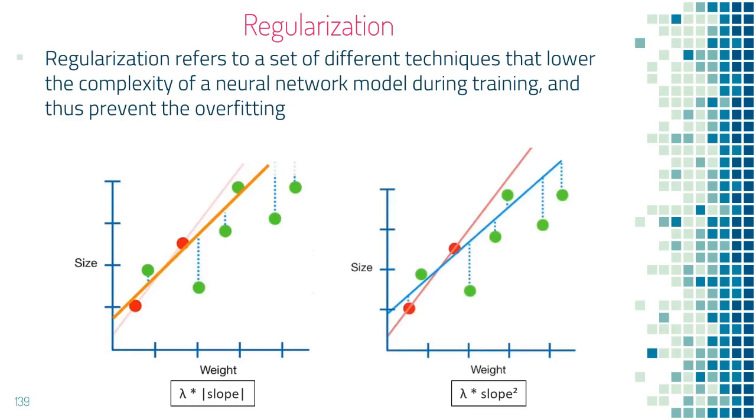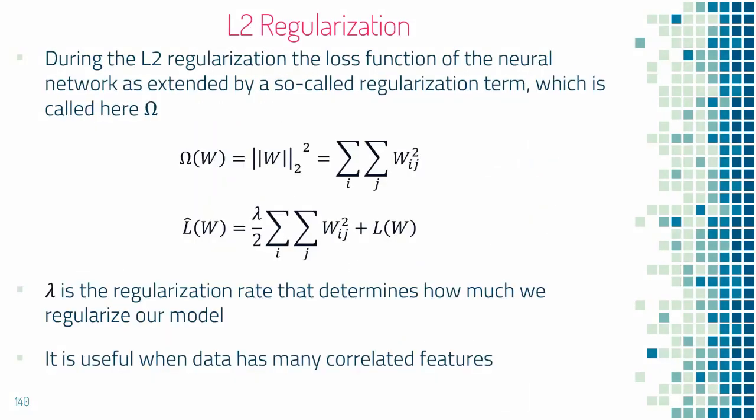Now this is somehow better than the curve that was originally drawn with the training set. And the point here is the penalty that you are going to add to the L2 regularization is proportional to the square of the slope, which we'll be exploring in the following. So L2 regularization is something that we'll be considering here. During the L2 regularization, the loss function of the neural network is extended by a so-called regularization term, which is called omega. This is the capital letter omega that you'll find in the Greek letters.